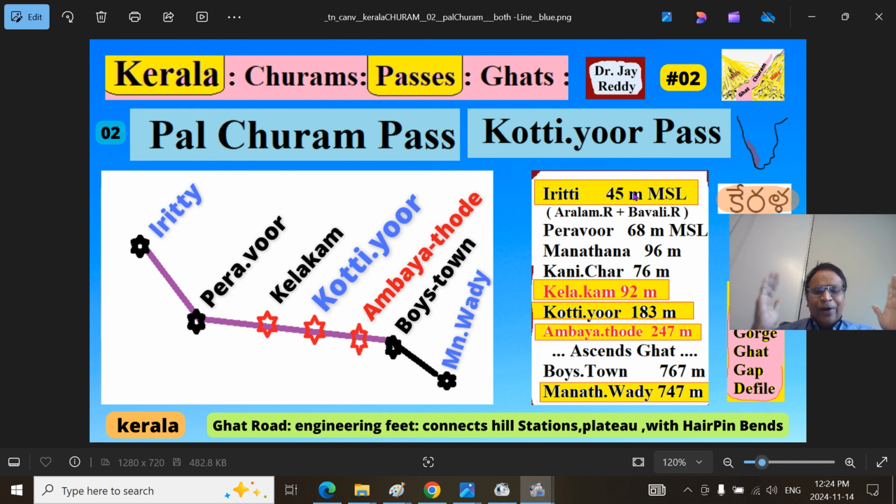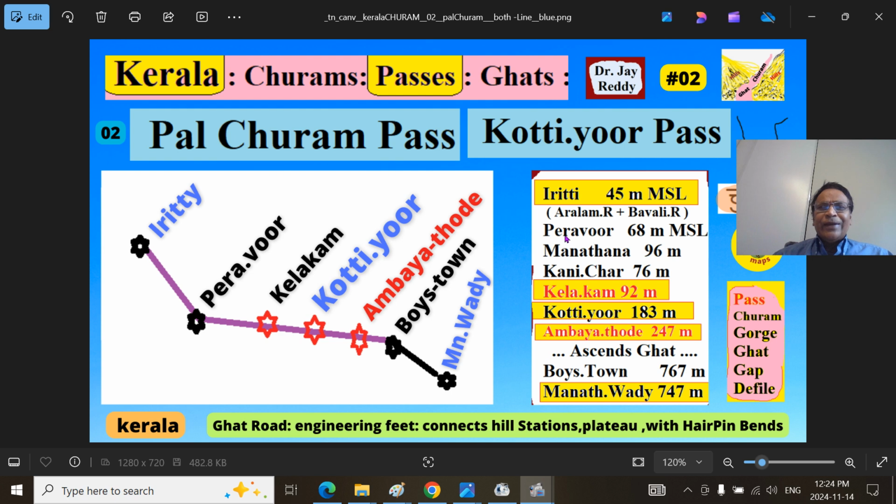I have made it clear: 0, 10 and 100. Anything above 100 is the upland region in Kerala. So the Iritty, Peravoor and Manathana, Kanichar town and Kelakam town and Kottiyoor. That's the one. Ambayathode, where the pass actually starts, as in the Ghat pass goes to Boys Town. You can see here around 252, we have ascended to around 760, meaning nearly 500 meters or so. Then Manathavady in the Wayanad plateau region.